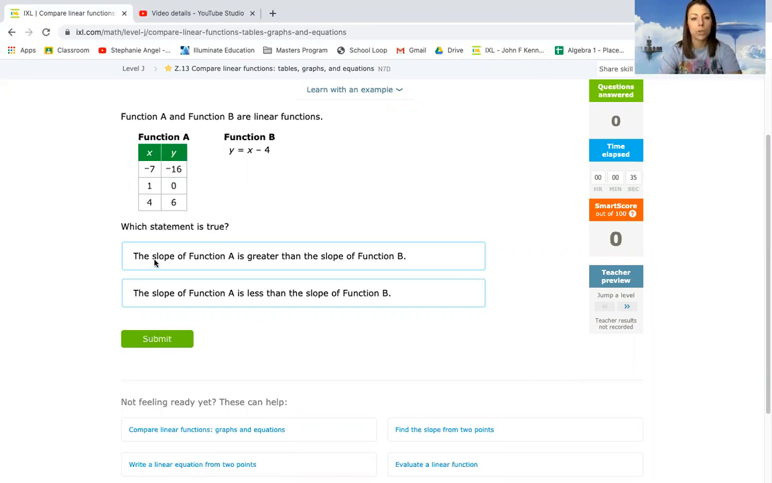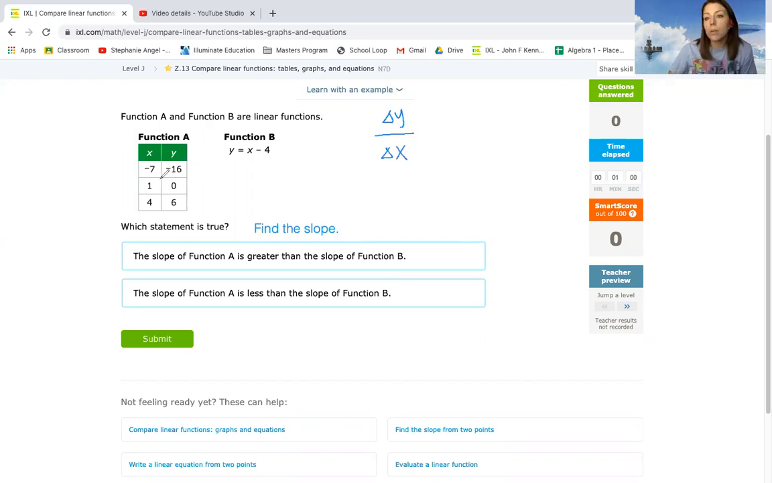Which statement is true? The slope of function A is greater than the slope of function B, or the slope of function A is less than the slope of function B. So notice we are comparing slopes here. So really what we need to do is find the slope in order to compare the slopes. So let's start with function A. Now remember, slope is change in y over change in x.